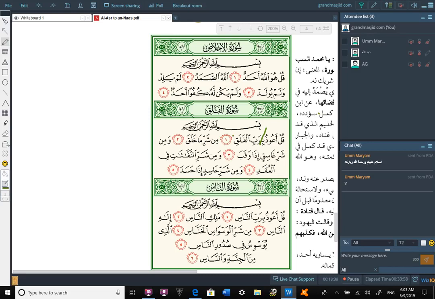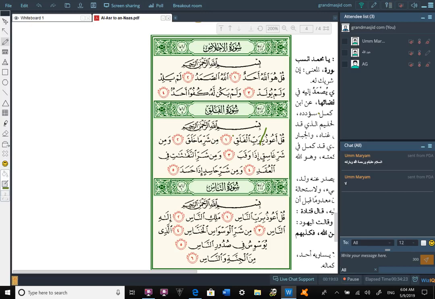Min sharri ma khalaq. Min, from, and it's a harf jar. It's a preposition causing the noun after it to be majroor. So min sharri. Shar, sheen ra, meaning evil. From the evil, and it's majroor with a kasra here after min. Min sharri ma khalaq.